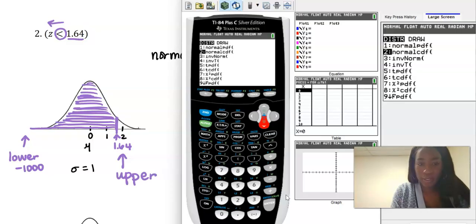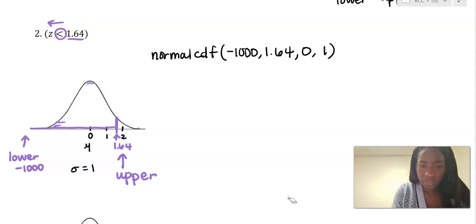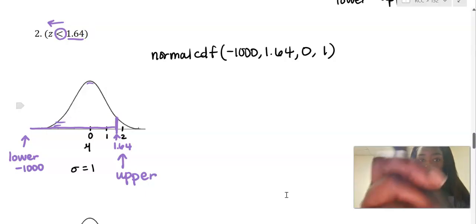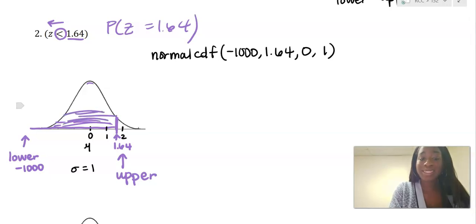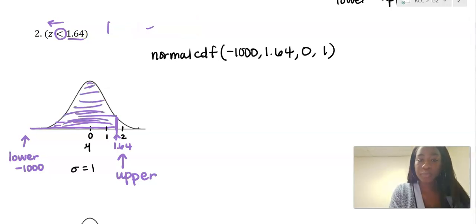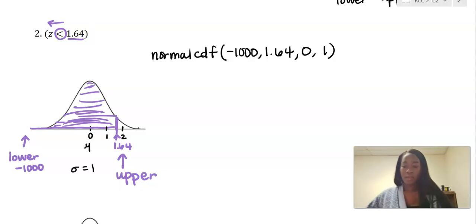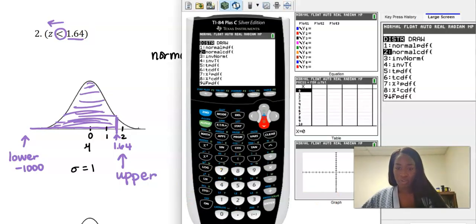So in other words, if we do PDF, it just gives us the height of that one purple bar that's at 1.64. It gives us the probability that z was equal to 1.64. But we want the probability that z is less than 1.64. So we're going to do CDF because we want a cumulative distribution function.